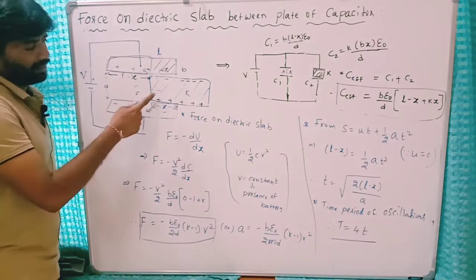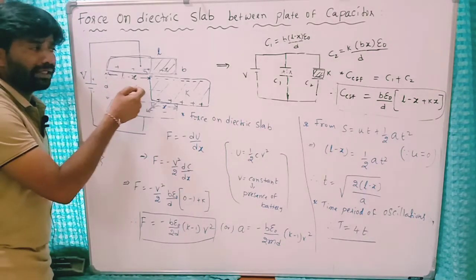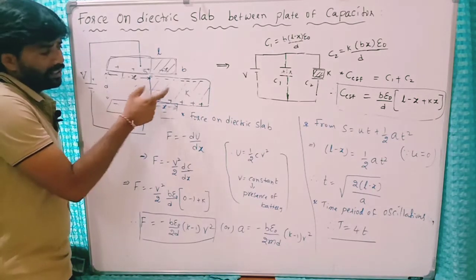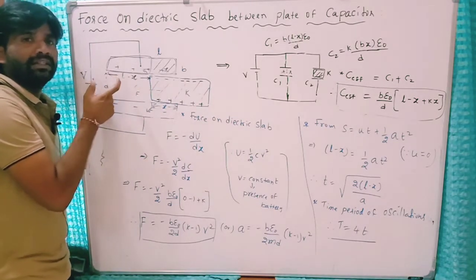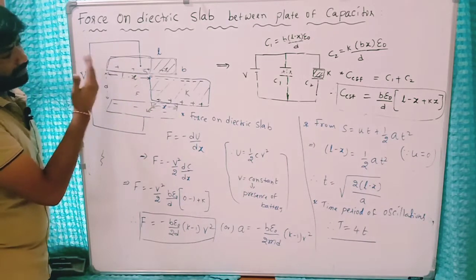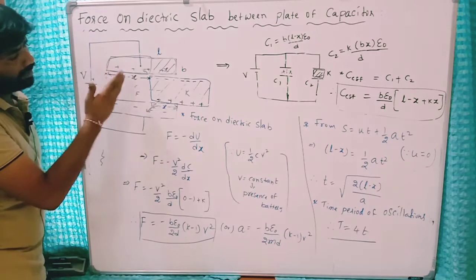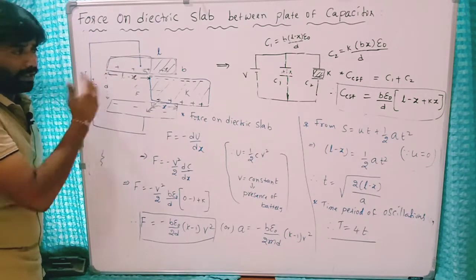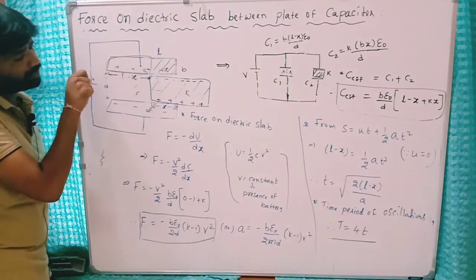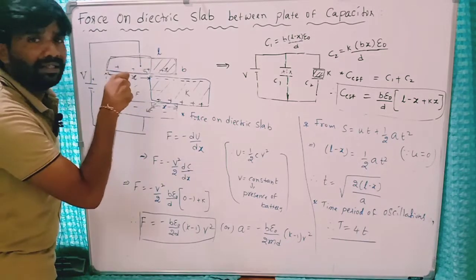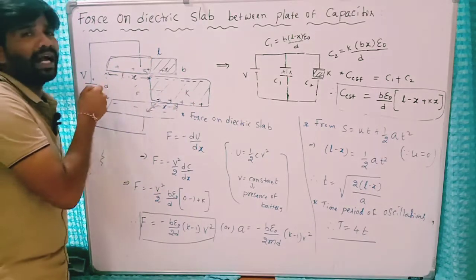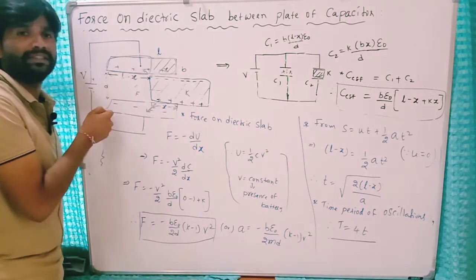You can see this attracting force always tries to bring this dielectric material into the plates, and because of that its velocity gradually increases. Because of that velocity it tends to move towards the left side of this plate, and it tries to leave the plates. But when it tries to leave the plates, again this attracting force will try to bring back the dielectric slab into the plates. This force always acts towards the center of the plates.